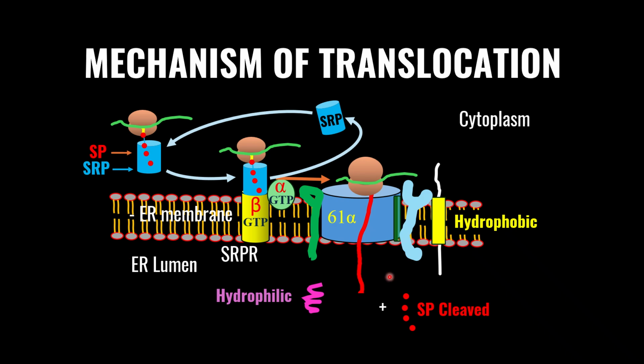So lysosomal proteins, secretory proteins, membrane proteins, the Golgi and ER proteins, or peroxisomal proteins, they end up in the ER lumen where they are modified according to their sequence, and then they are targeted to their site. So this is all about the mechanism of translocation into the ER.